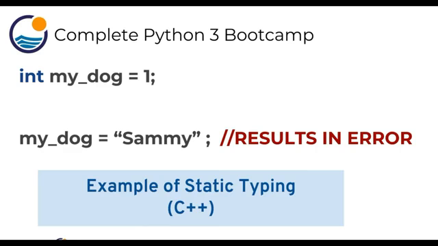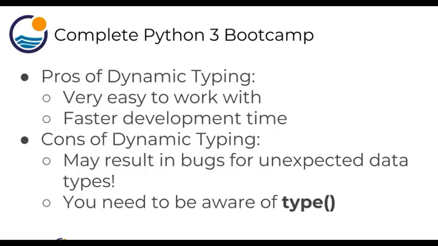So there are some pros and cons to dynamic typing in Python. The pro is that not having to write out the actual data type saves you a lot of time and makes it really easy to quickly produce Python code. And it also makes your code very readable because you're just reading that variable name.